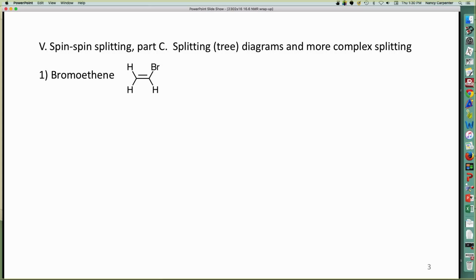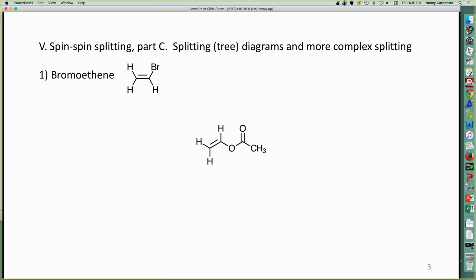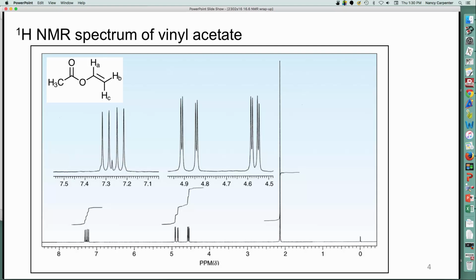So he went through bromoethane. I'm going to go through a molecule called vinyl acetate right there. So again, we've got H sub A, H sub B, and H sub C. How do we know what this spectrum will look like? Well, here's the spectrum, and some of it's really straightforward. Like the signal at about 2.2 is very obviously the methyl group on the ester.